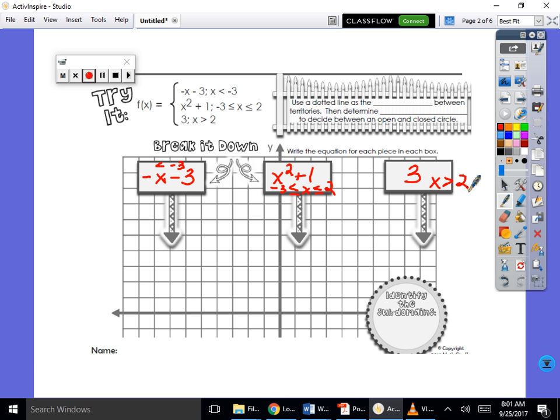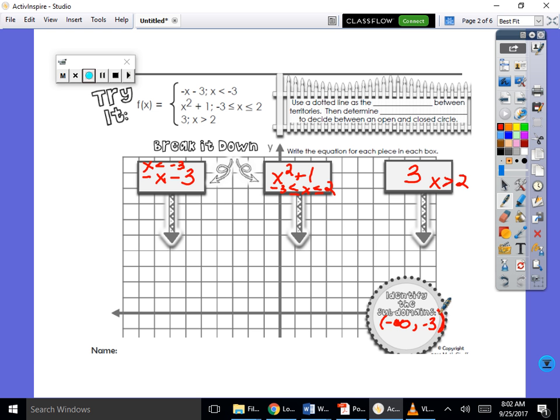So, if I'm looking at numbers less than -3, what's my domain going to be from where to where? Negative infinity to negative 3. Is it going to be a curved or square bracket? X less than, what is it going to be? It's going to be curved because it does not include negative 3.